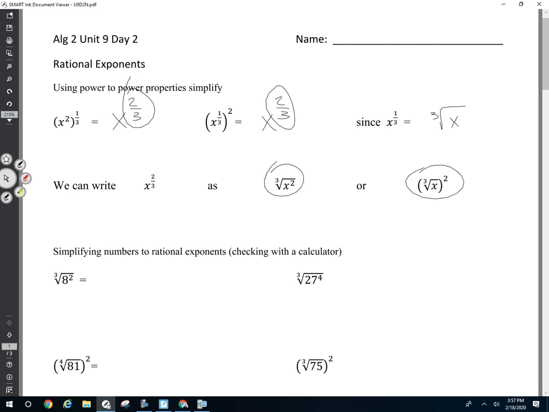And we may see things like this, but we actually know that all of these are the same. Like these are all x to the 2/3. This is x to the 2/3. This is x to the 2/3. This would be the same as that one. This is the same as that one in terms of how it's written.